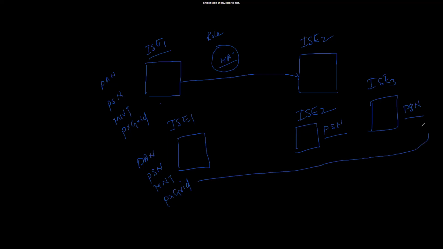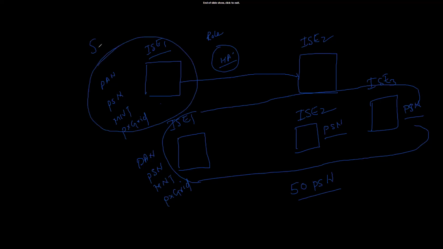So in a group, how many PSN can you deploy? In one group, maximum 50 PSN you can deploy. More than that, you cannot deploy. So when you are deploying all the roles in a single node, that is known as a standalone deployment. And when you are deploying these roles in different ISE devices, this is known as a distributed deployment.